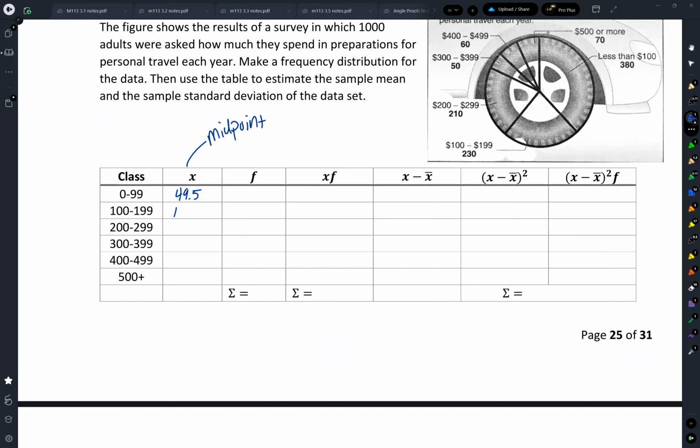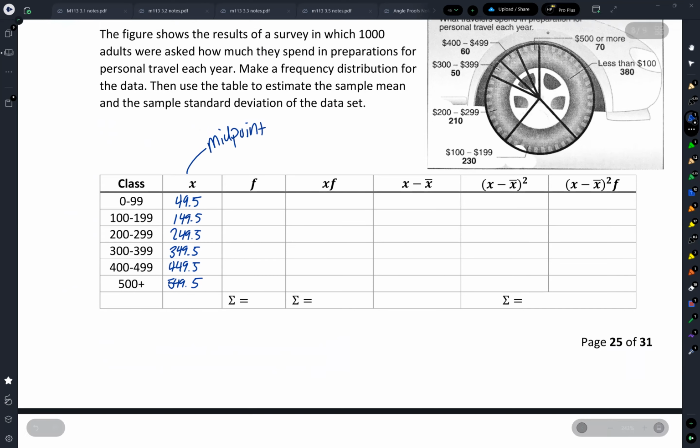And this one would be 149.5. And then this would be 249.5, 349.5, 449.5, and 549.5.